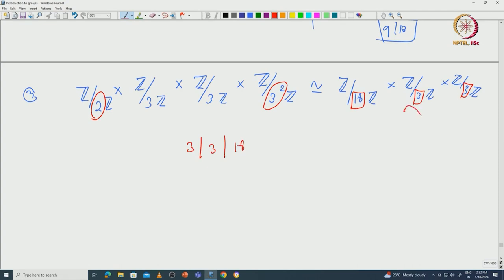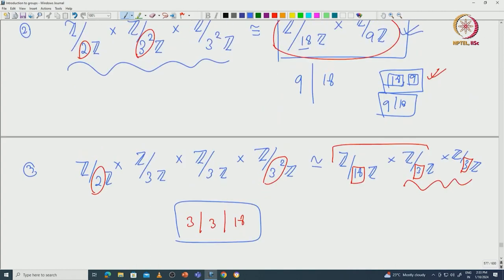Note that these two you can't combine together. And similarly, these two cannot be combined together because 18 and 3 are not relatively prime. So this is the max you can do. Once you combine them this way, then you can see that these tuples are uniquely determined by the group G.